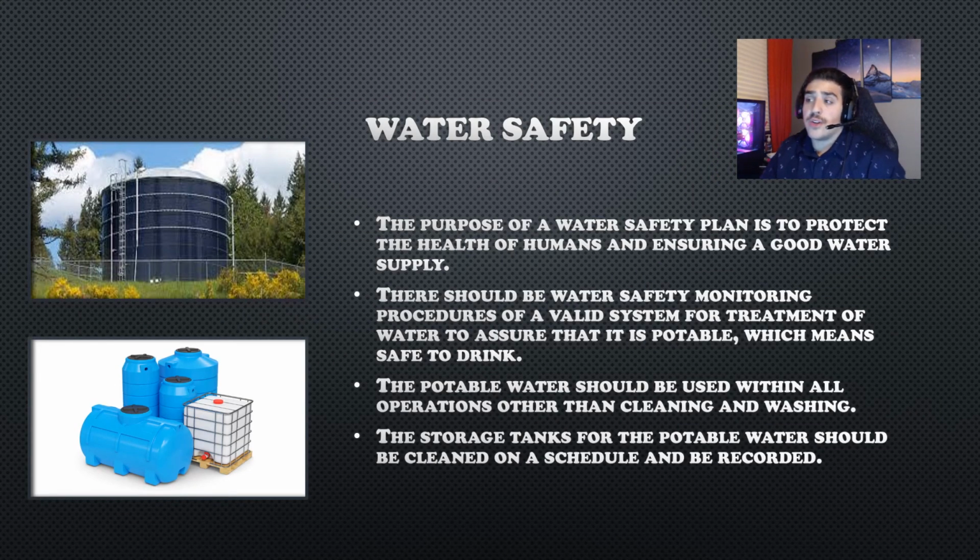Next, you have water safety. This is the last of the procedures. The purpose of a water safety plan is to protect the health of humans and ensure a good water supply. There should be water safety monitoring procedures of valid systems for treatment of water to assure that it is potable, which means safe to drink. The potable water should be used within all operations other than cleaning and washing. The storage tanks for the potable water should be cleaned on a schedule and be recorded.